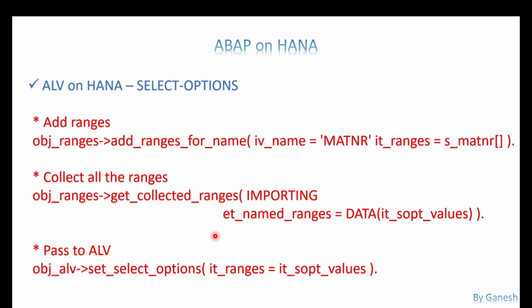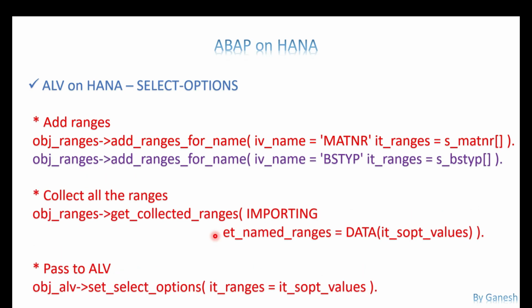Suppose you want to have more than one select option, very simple. This line is going to be repeated with the different data element and the other select option. So this is going to be common. After this, it will take everything. Once this is done, it will collect all the information about these two select options and apply it to your final ALV format.